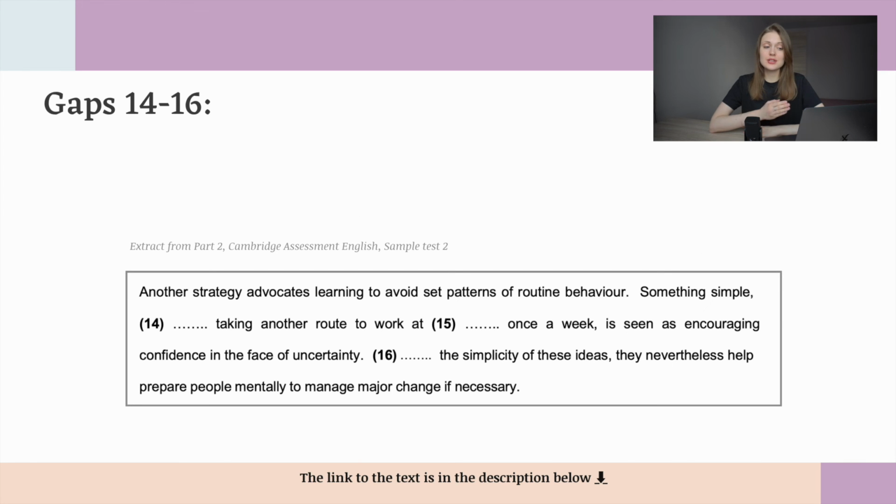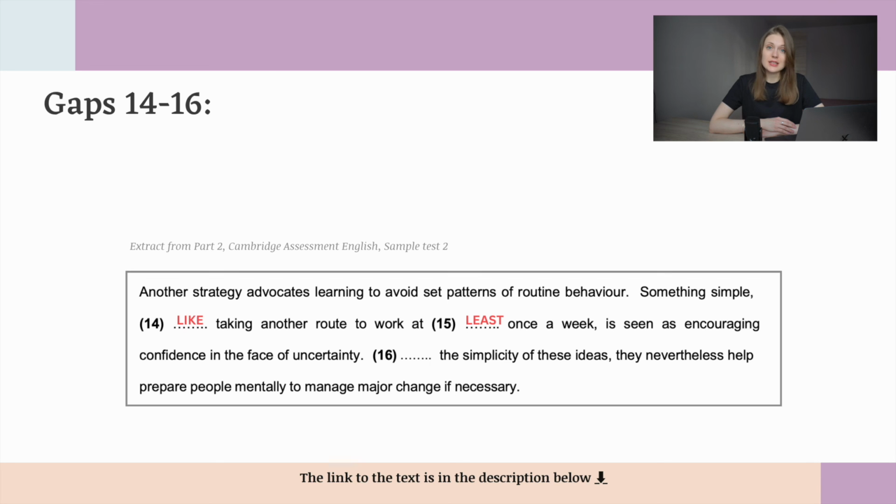The last paragraph introduces another suggestion for managing change. Here it is. Another strategy advocates learning to avoid set patterns of routine behavior. The second sentence gives an example that illustrates how we can change our behavior. Something simple, like taking another route to work at least once a week. In gap 14, like is a preposition which introduces an example, whereas least, in a gap 15, is part of the phrase at least and indicates a minimal number or amount.